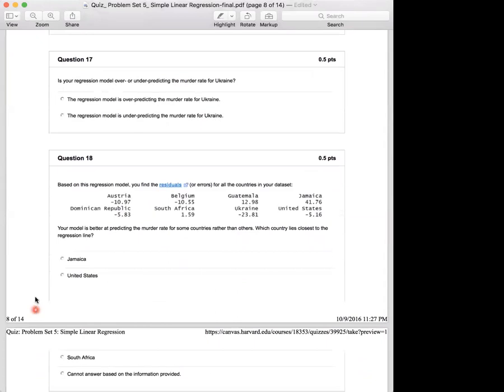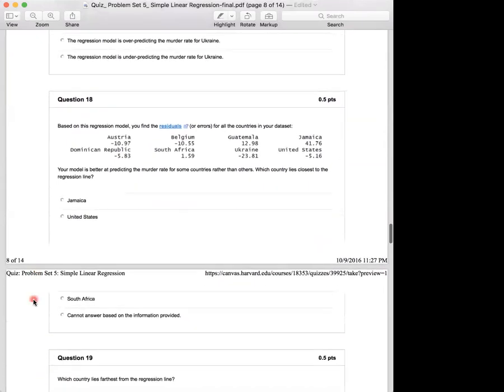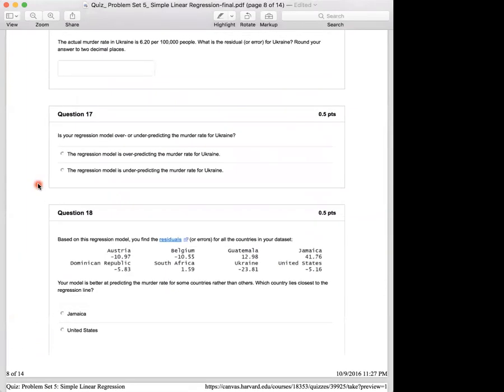Question 18 asks, based on this regression model, you find the residuals or errors for all the countries in your data set. And here we list those residuals. So again, looking at internet use and its association with murder rate, we find that for most countries, there are negative residuals.